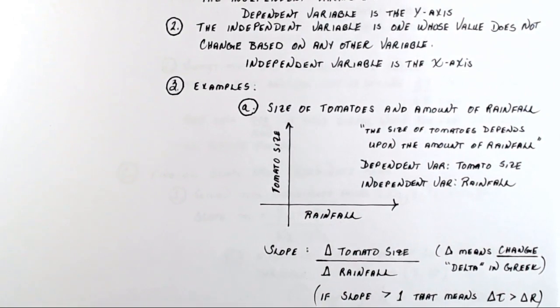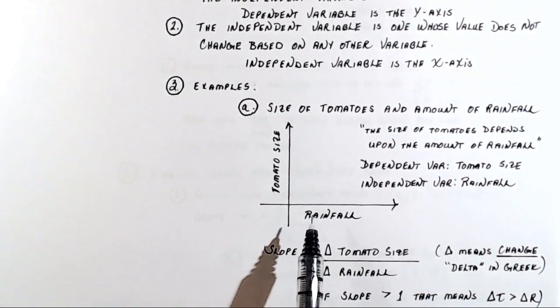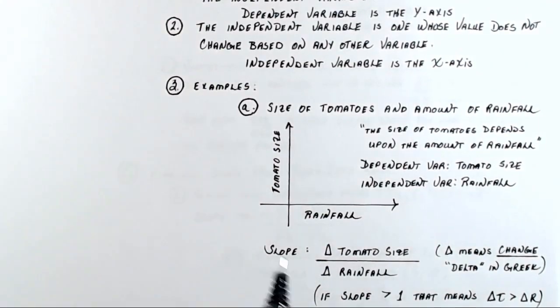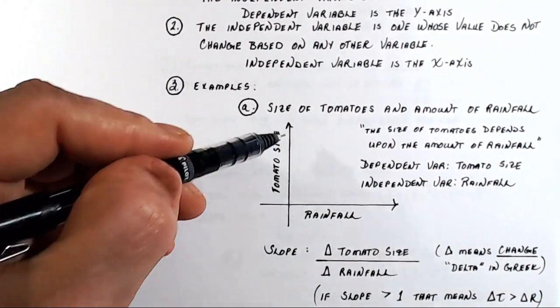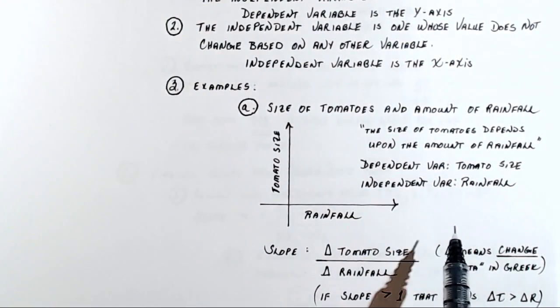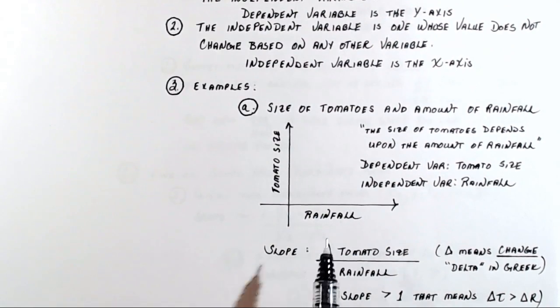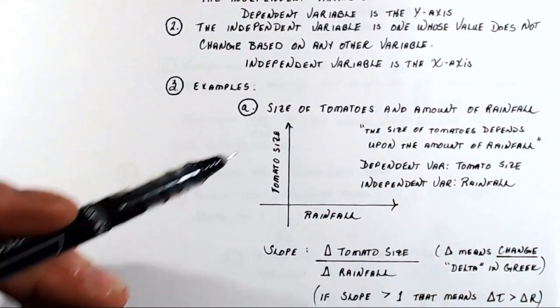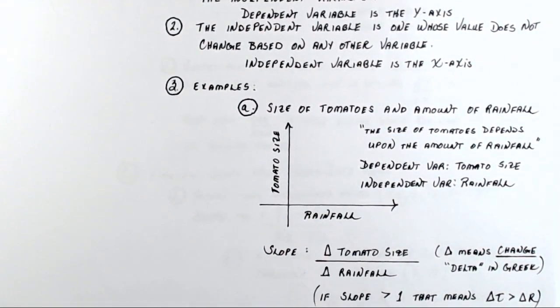You could prove this by asking yourself the question, does rainfall depend on tomato size, or does tomato size depend upon rainfall? That's how you figure out which one goes on the y-axis and which one goes on the x-axis. The independent variable is rainfall because it doesn't care what the tomato size is, but the tomato size cares a lot about what the rainfall is. That's how you distinguish the two.